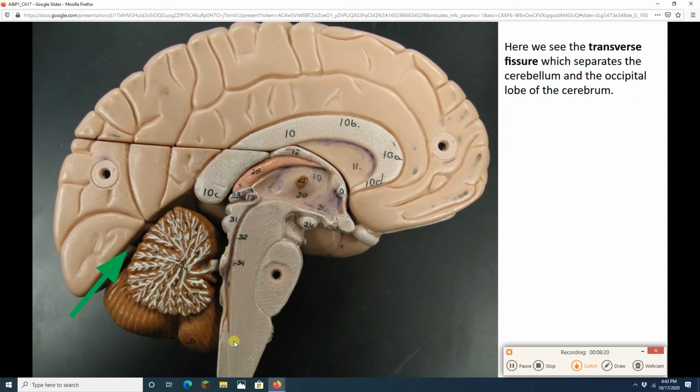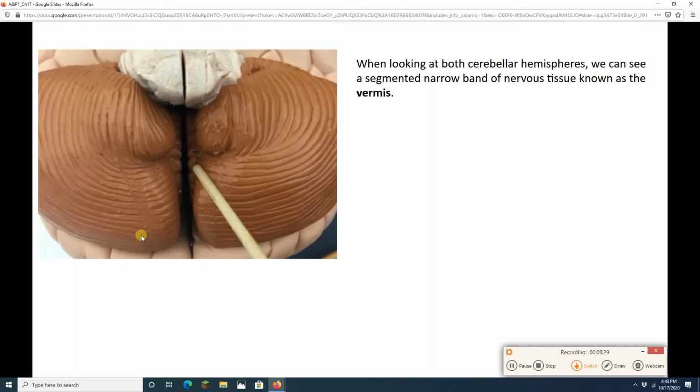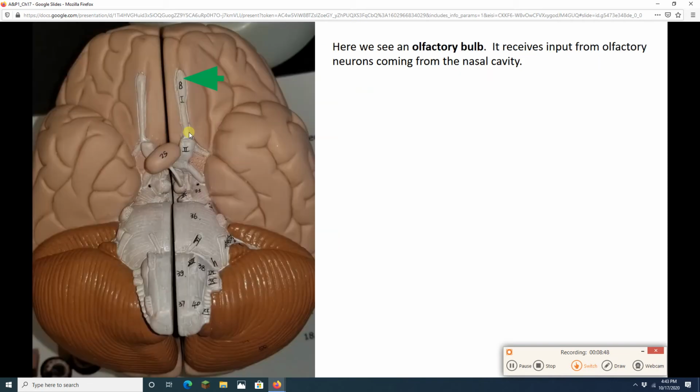Here's a transverse fissure. Separates the occipital lobe of the cerebrum with the cerebellum. Transverse fissure right there. And if we put the two cerebellar hemispheres together, we can see this little piece in between them. Imagine there's no space here, that it's smushed together. This little chunk between them is called the vermis. It's one of the big parts of the cerebellum. The word vermis means worm. Somebody thought it looked like a worm. All right, guys, awesome. We're done the cerebellum.